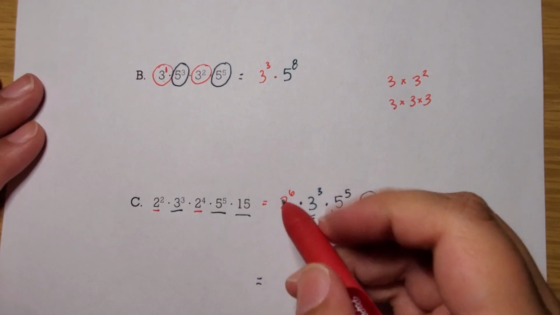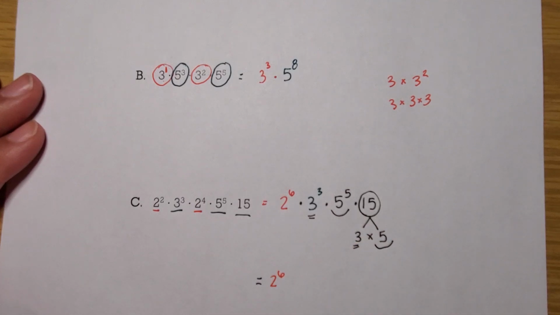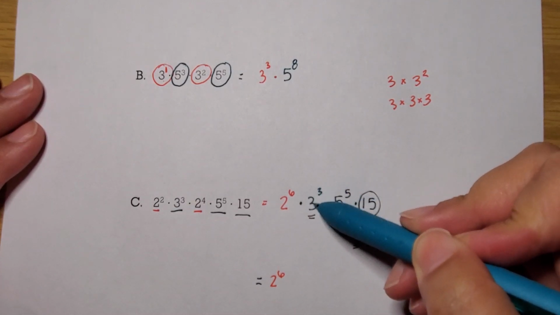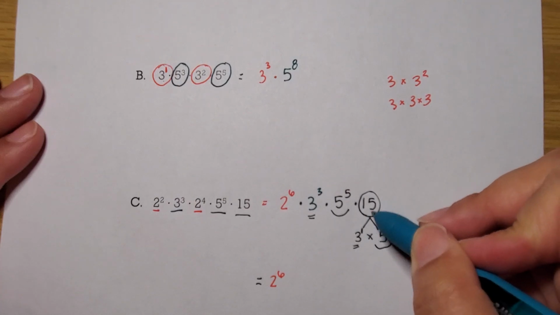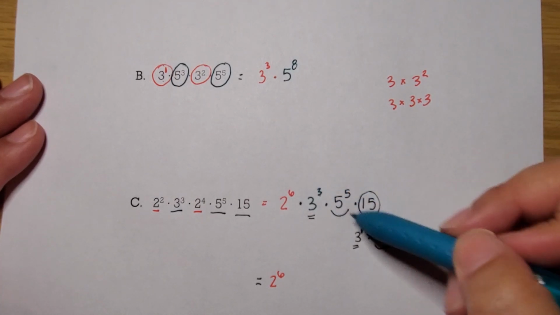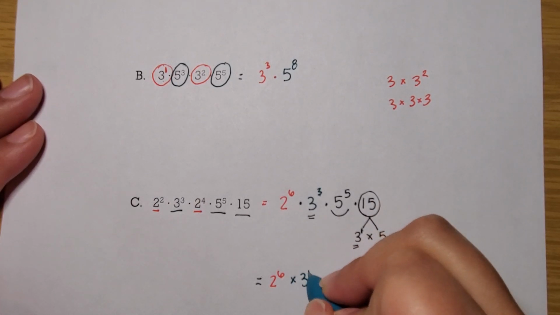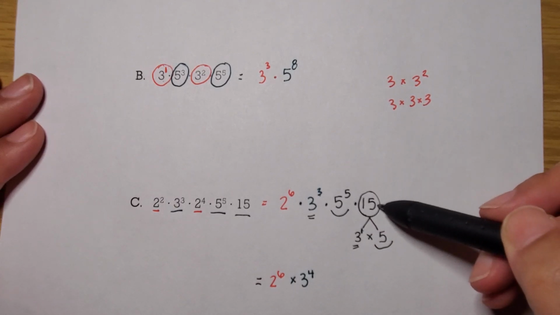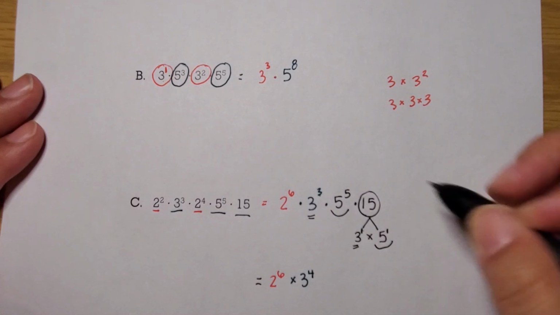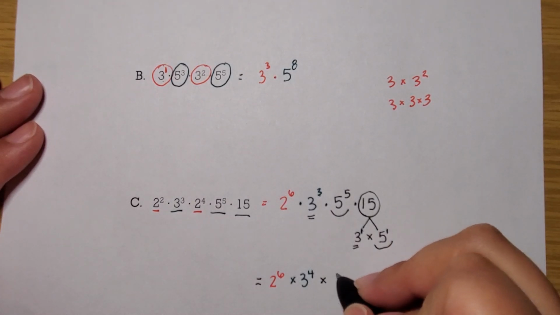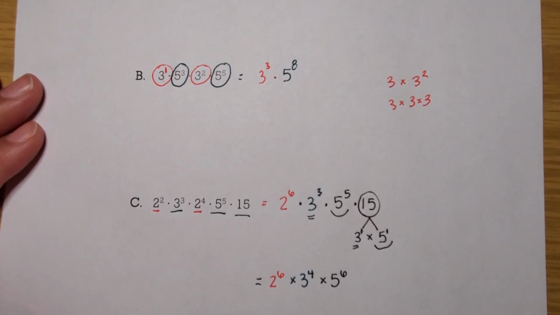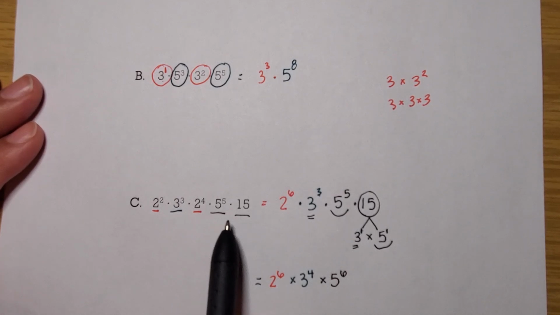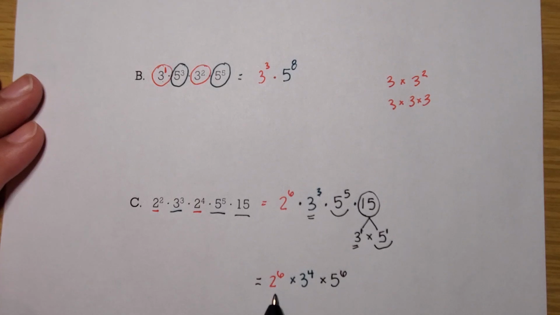Sneaky one, this one. So we'll bring down the 2 to the 6th. Now I have 3 to the 3rd, and there's a 3 to the 1st hidden in this 15. So 3 plus 1 is 4. Then I have 5 to the 5th, and hidden in the 15 was a 5 to the 1st. So 5 plus 1 is 6. So 2 squared times 3 cubed times 2 to the 4th times 5 to the 5th times 15 is the same thing as 2 to the 6th times 3 to the 4th times 5 to the 6th.